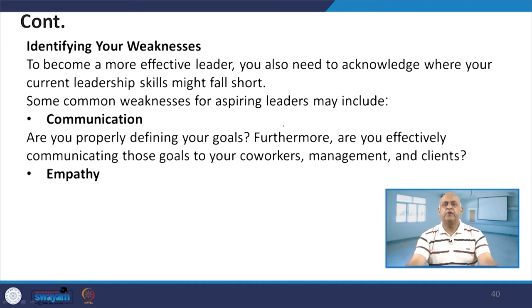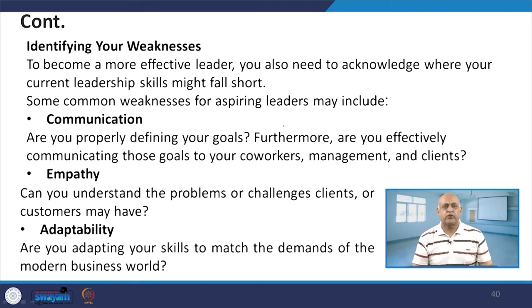Now many people feel that they have the best communication, but the best communication does not mean that you talk too much. Rather, your communication has to be linked with empathy and concern for others, that is, whether you are concerned with the problems or challenges clients or customers may have. That sensitivity to understand others, empathy, will be there.